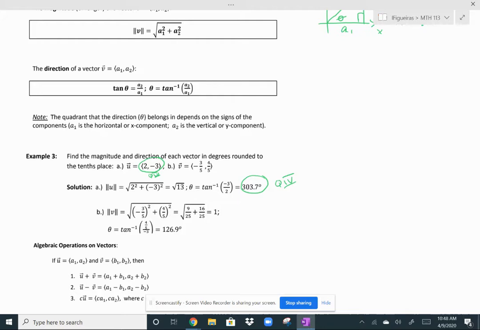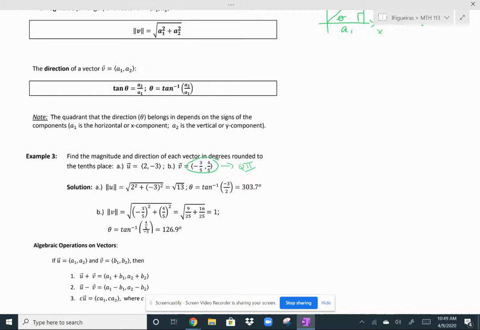All right, so we'll do the same thing for V. Vector V has 2 components that are fractions, which is fine. So I have that vector V has components -3/5, +4/5. So this is in quadrant 2. First component is negative, second component is positive. So when your x is negative and your y is positive, you're in quadrant 2.